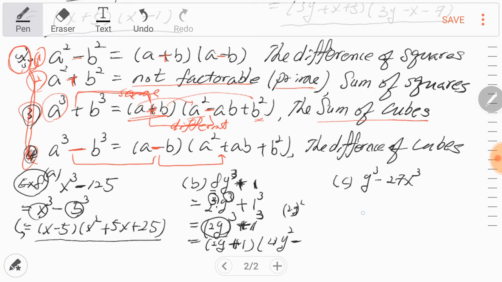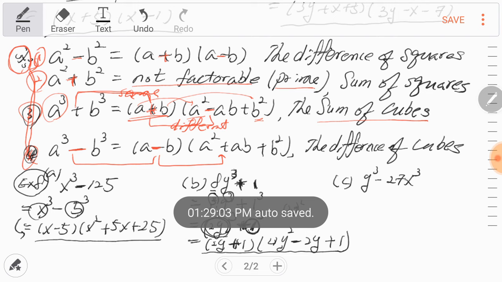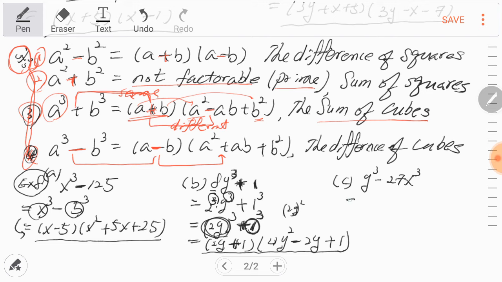And then multiply 2y and 1. So that is 2y. Plus the second part squared. 1 squared is 1. So done. Simple. Okay, let's try letter C. Letter C is y cubed.